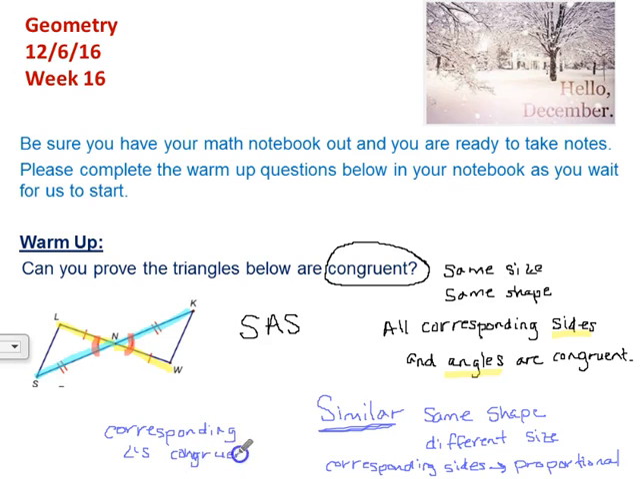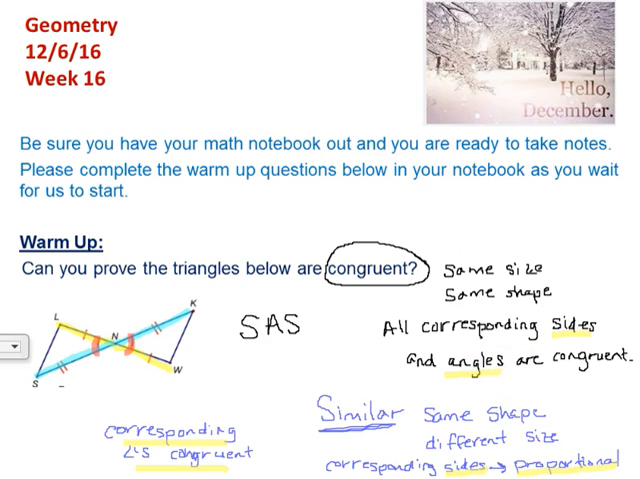So the big difference between similar and congruent is the sides. For congruent figures, the corresponding sides would have to be congruent, whereas when we're talking about similar, the corresponding sides just need to be proportional. The corresponding angles will be congruent for both congruent and similar. The biggest difference is that the corresponding sides for similar objects, or similar figures, will need to be proportional.